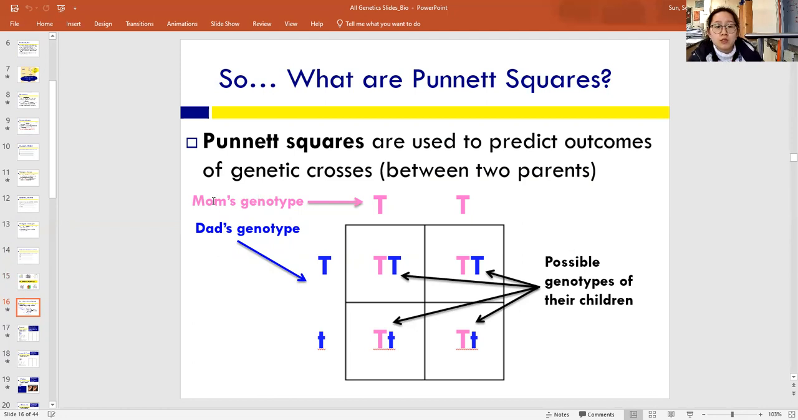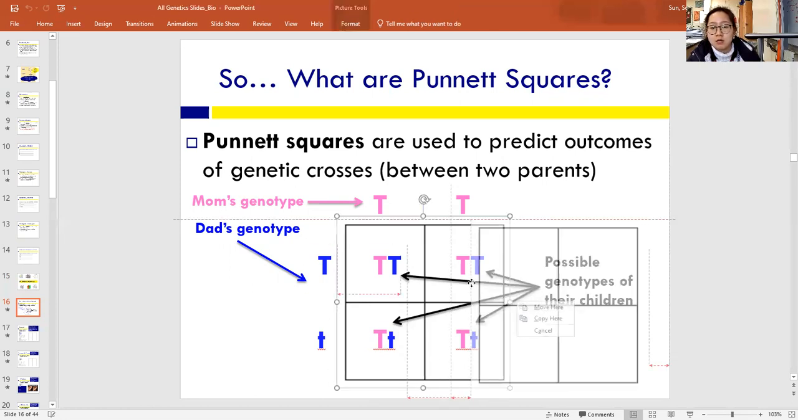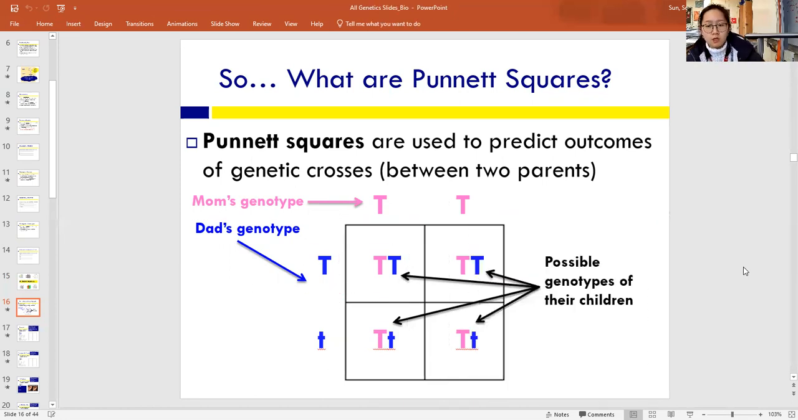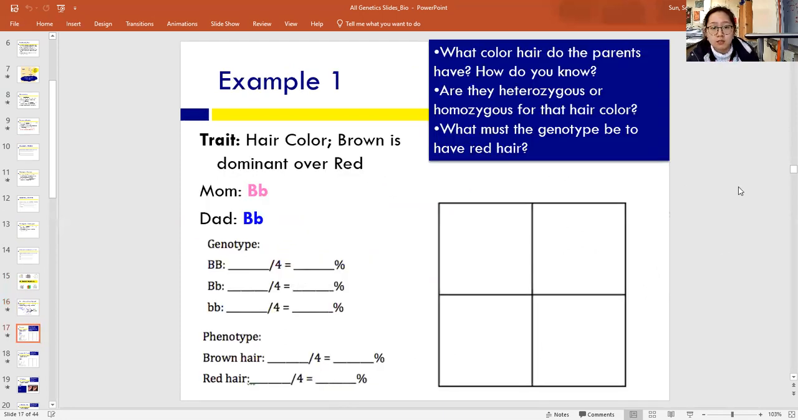So the way that we do this is we're going to put the mom's genotype on the top and the dad's genotype on the side. And then we will be dragging the mom's down twice and dragging the dad's across twice and seeing the combinations that result. And you'll get 4 resulting combinations. And those are the possible genotypes of the children from this cross.